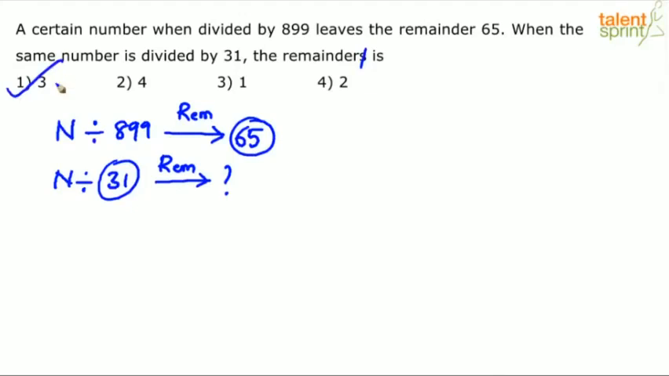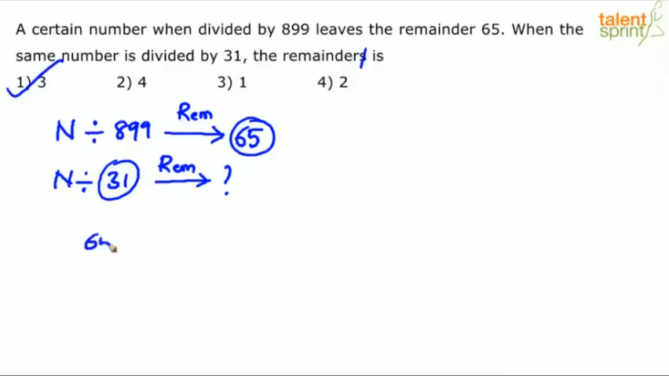Option. Remember, this technique is applicable if and only if the divisors are related to each other. Like 31 here is a factor of 899. 31 is a factor of 899. 899 can be taken as 31 into 29. So only then it is applicable, otherwise not. And in such cases, usually that condition will hold true, so you don't have to really worry about that. So answer is 3 here.